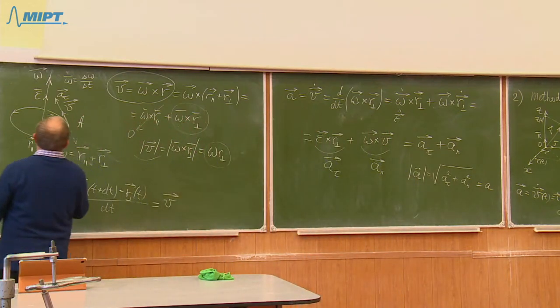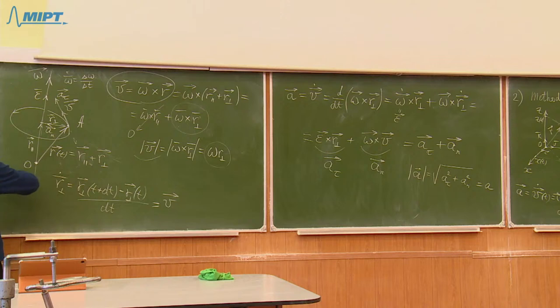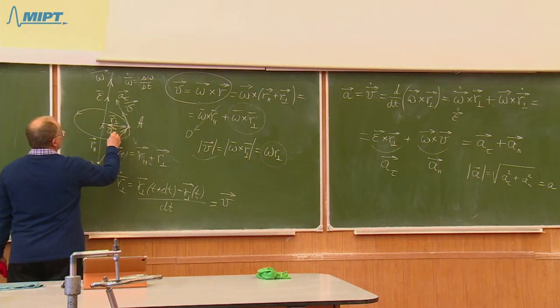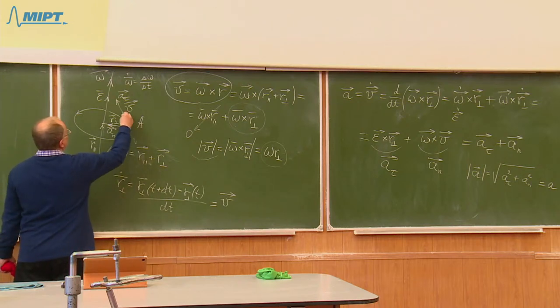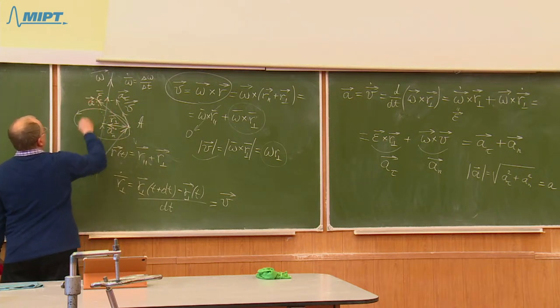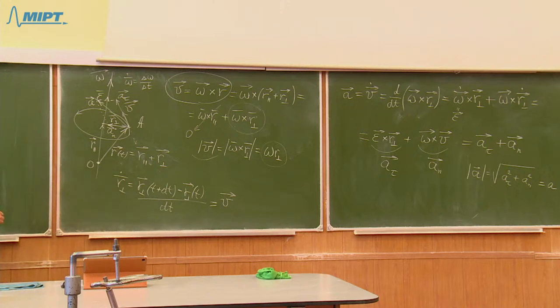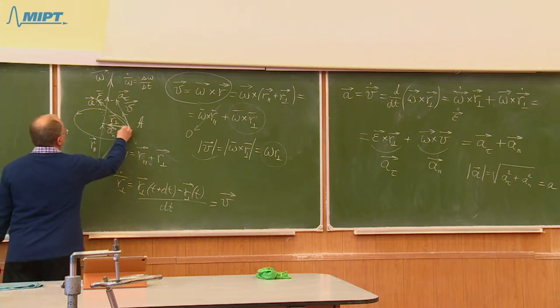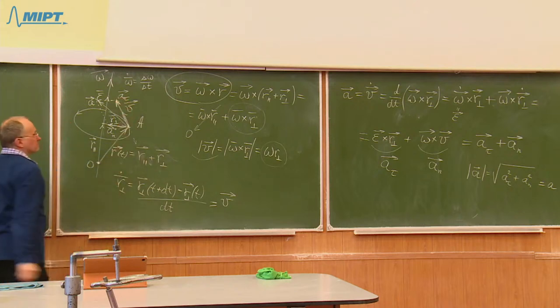How can I show the total acceleration on this scheme? I have to add two vectors, vector of normal acceleration or centripetal acceleration and vector of tangential acceleration. And in order to add them, I can draw a parallelogram, and that will be the vector of total acceleration of the body, as the vector sum of normal acceleration and tangential acceleration.